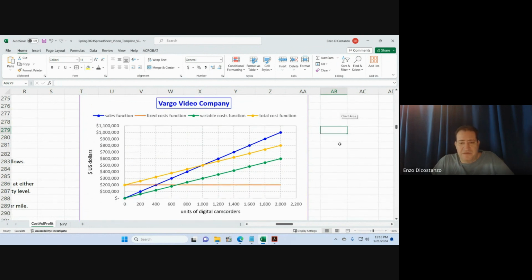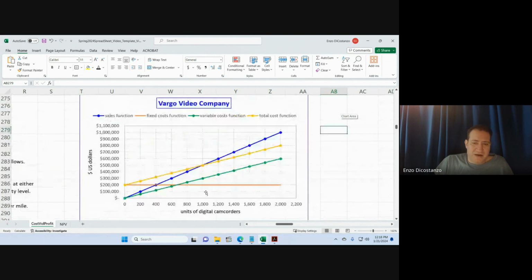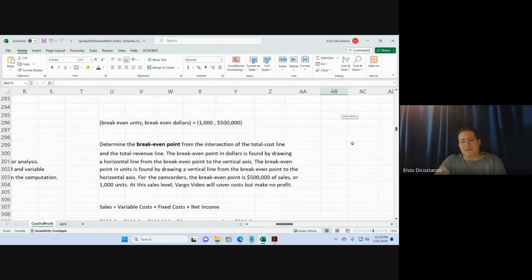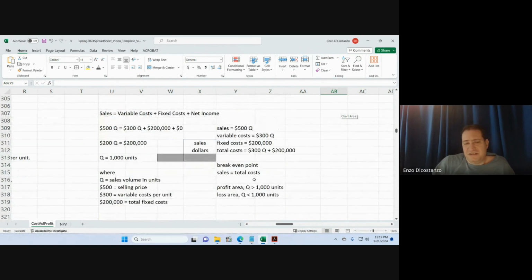Okay, you have a nice graph, and then down here, I think it's just the math. This is the x coordinate, the y coordinate. X is 1,000, y is 500,000. You saw that. The break-even point is from the intersection of the total cost and the total revenue line. Draw a horizontal line from the break-even to the vertical axis. Vertical and horizontal lines to the break-even point. Okay, that we know. Now we have a formula here again, and this is just simply a repeat.